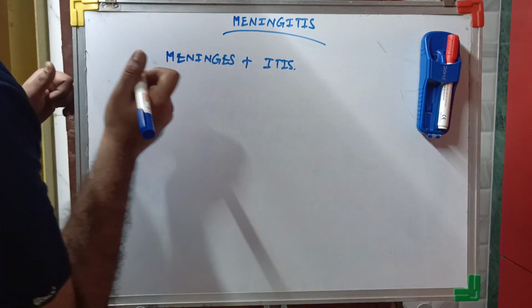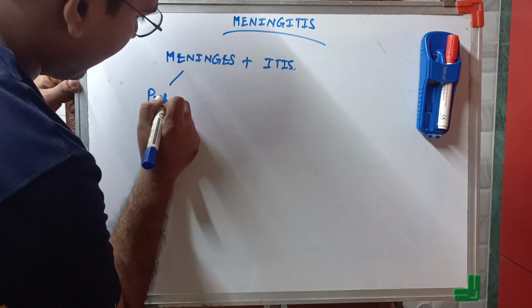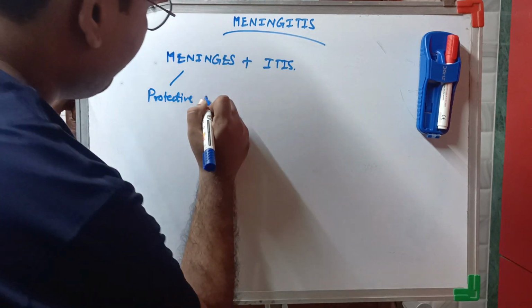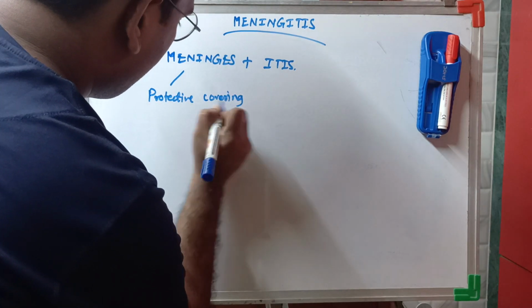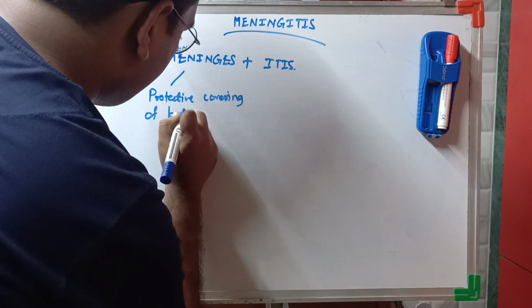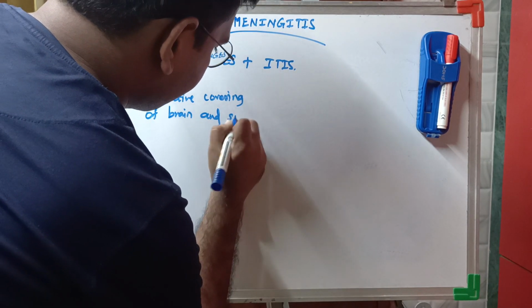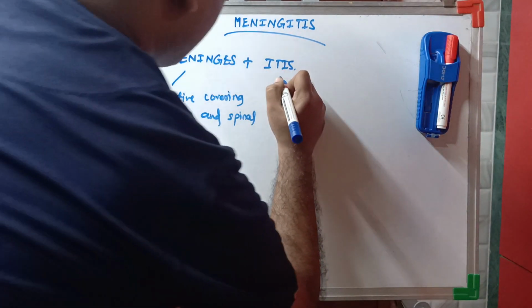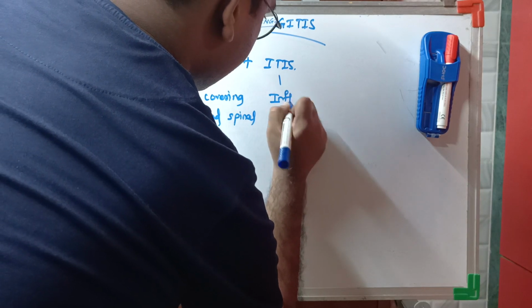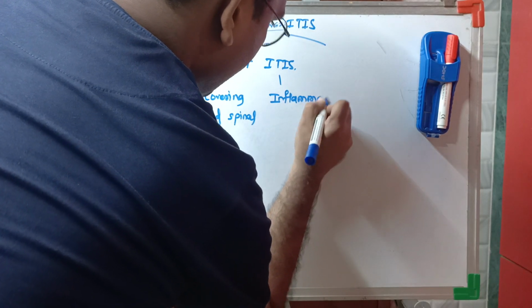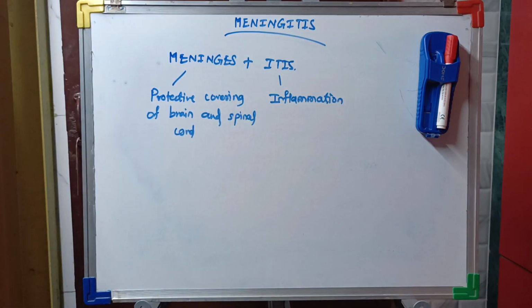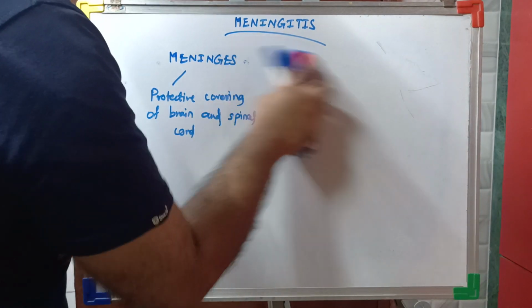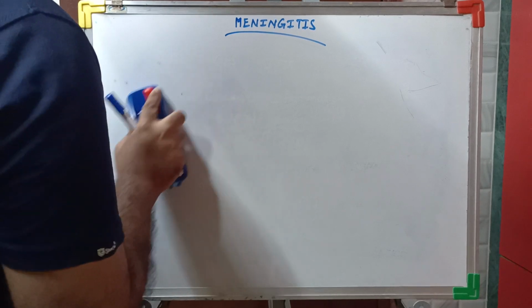The meninges are the protective covering of the brain and spinal cord. And itis means inflammation. So meningitis is the inflammation of the protective covering of the brain and spinal cord, that are the meninges. There are three protective coverings of the brain.